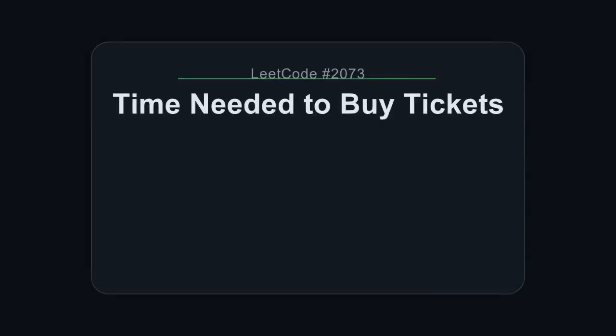Today, we tackle a seemingly simple problem, calculating the time it takes for a specific person in a line to finish buying tickets. The twist: everyone buys one ticket at a time, moving to the back of the line. Can you find an efficient way to track this?